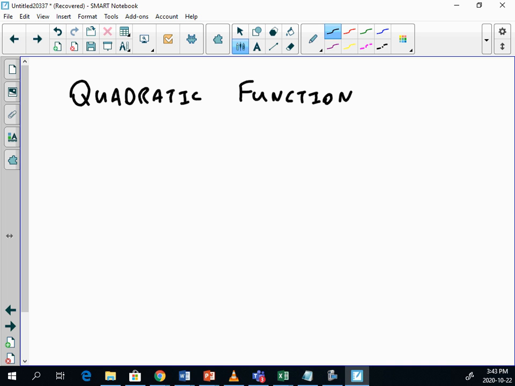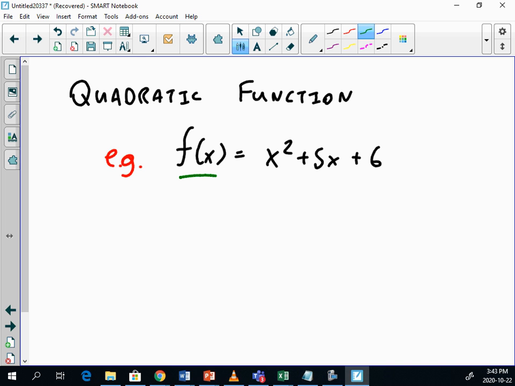So a quadratic function is a function of the form f of x is equal to something like x squared plus 5x plus 6. That's an example of what we're dealing with here. It is a function, takes an input, gives an output, and how does it find that output? It uses a quadratic expression to go from input to output.